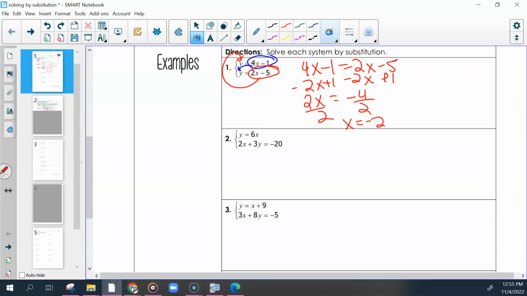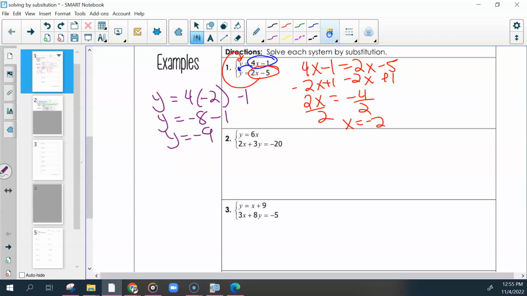So that's part of it. But then we have to take that x and put it back into one of these equations to find our y value. Doesn't matter which one you put in. It just has to be one of them. So let's say I use the first one. Instead of x, I'm going to put in -2. And then solve for y. So our y would be -9.